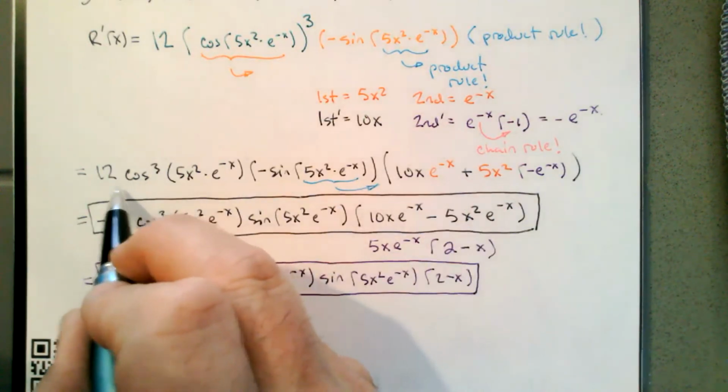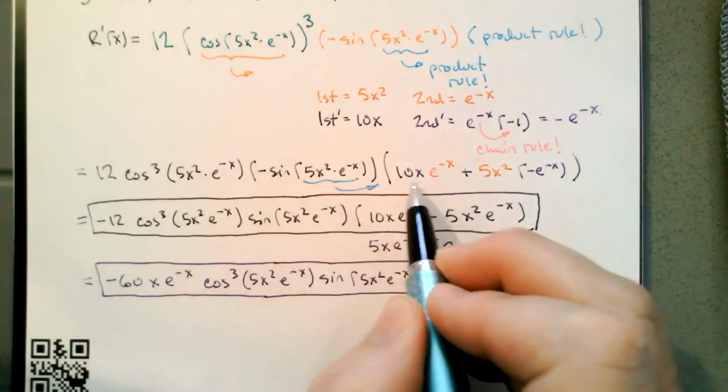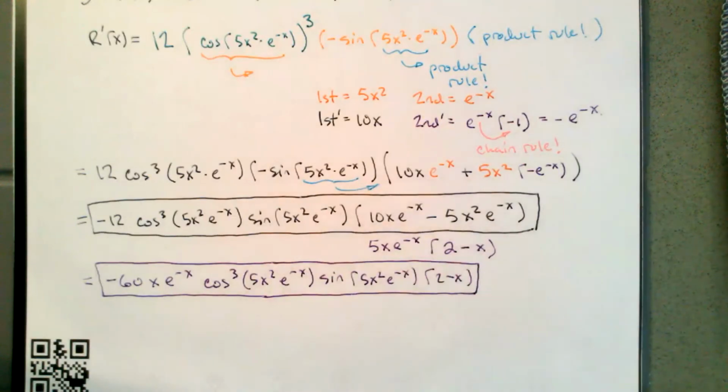Here's the first factor, 12 cosine cubed. The second factor is the negative sine. The third factor is these 2 terms. Factors are things that are being multiplied. Terms are things that are being added. I make that distinction because different rules apply to factors as apply to terms.